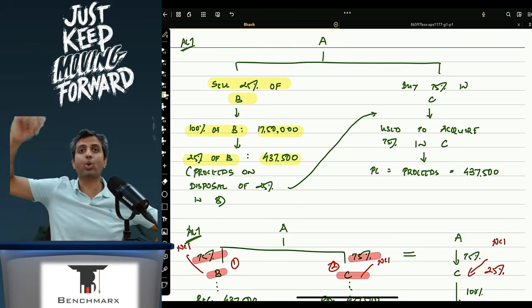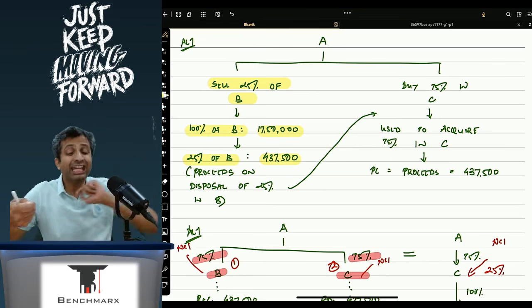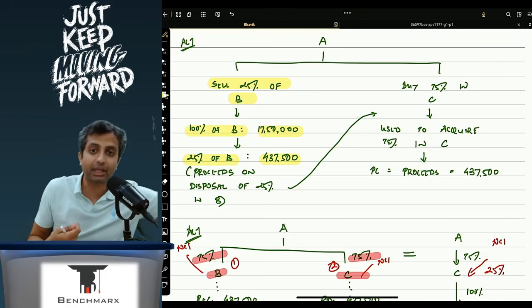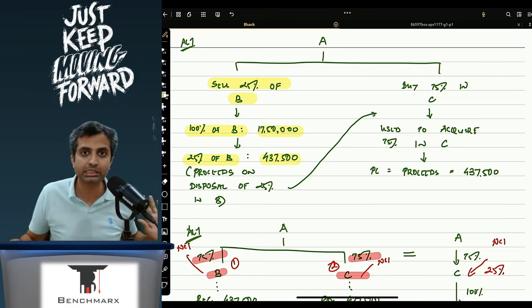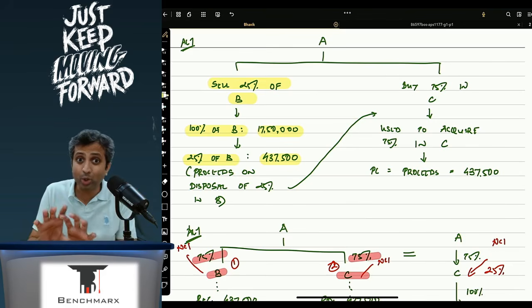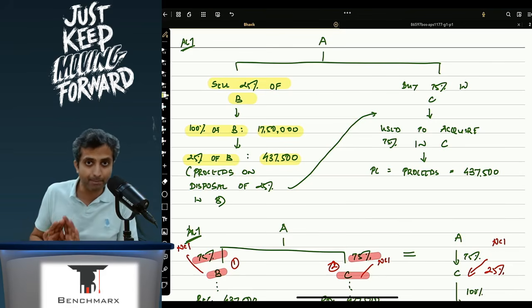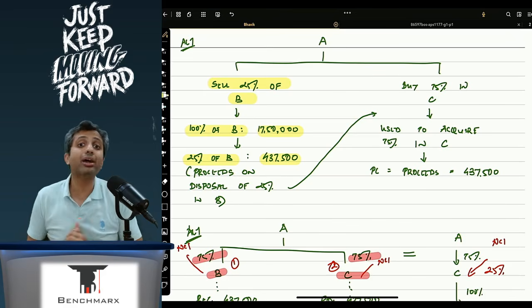But can I say that what I'm getting on selling 25% of B is exactly the same amount that I'm deploying to acquire control over C, because beyond this there's nothing else. I'm not paying any further cash or anything. I'm saying that okay, I will dilute 25% of B. Whatever consideration I will get, I will pump in to acquire control over C.